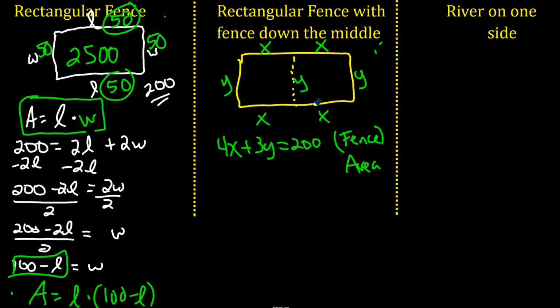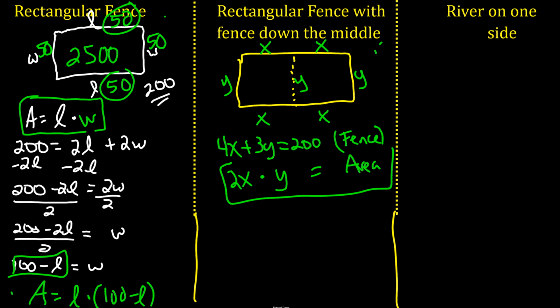So the base of this is actually the 2 x's put together. It's going to be 2x times the height of this rectangle, which is y. So very similar to the previous problem, we're going to solve for one of the variables, and then we're going to plug it in because we want to find the maximum area. So we need to plug that into Desmos to figure out the maximum area. But we can't plug both variables in. We're going to solve for one of them. And so let's do that.